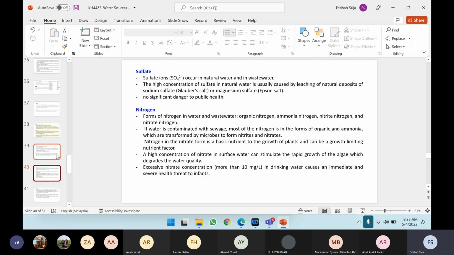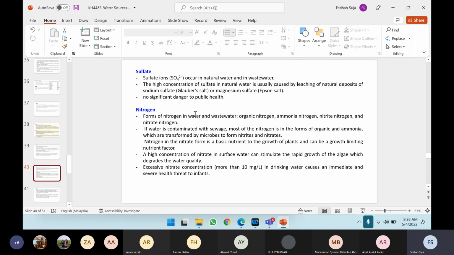Okay, sulfate ions occur in natural water and in wastewater. Actually, there's no significant danger to public health, but sometimes because of the taste of the water source, it is not acceptable for human consumption. So we need to remove sulfate if you have more than the required amount in your water characteristics.